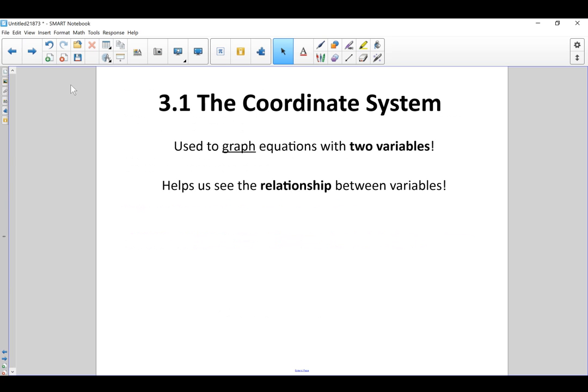All right. So let's talk about this week's main topic. This week we're going to be talking all about the coordinate system. Sometimes the coordinate system is also called the coordinate plane. So if you hear me using both terms, they both mean the same thing. And why are we learning about the coordinate system? Well, the coordinate system is used to graph equations that contain two variables, and it helps us see the relationship between these variables.